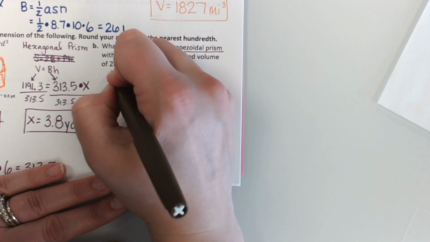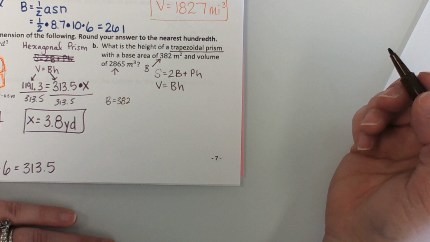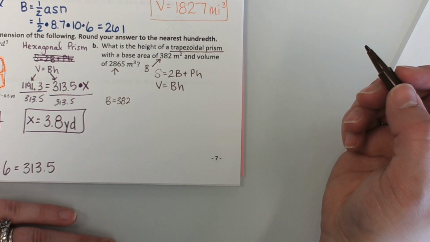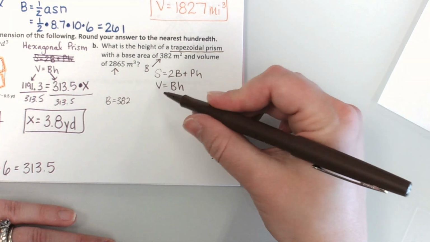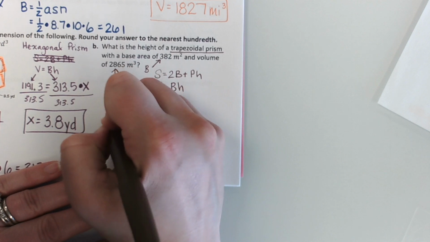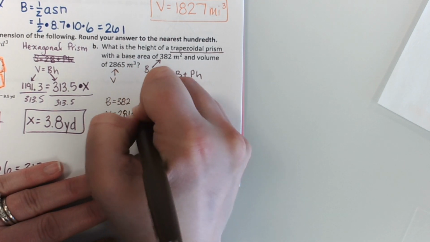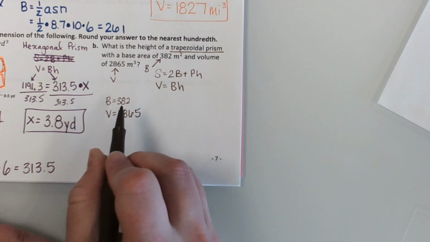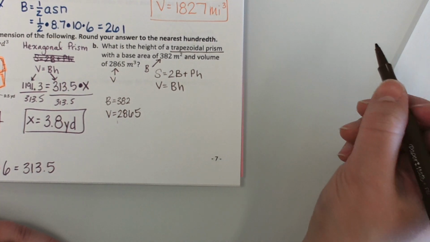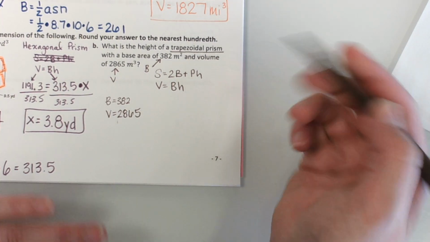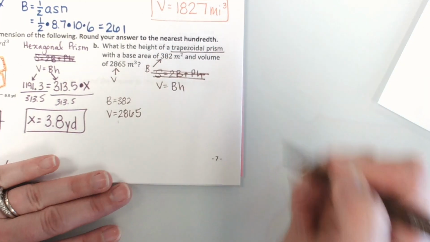And I have volume. What variable is that? S, V, P, V. I know V is equal to 2865. Which formula connects B and V? The top one or the bottom one? Don't need the top one.